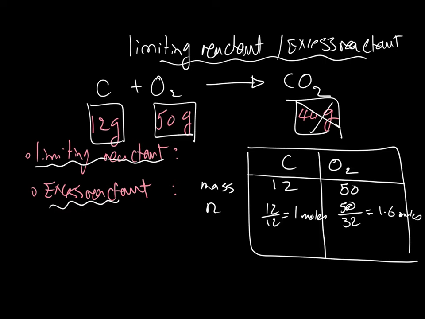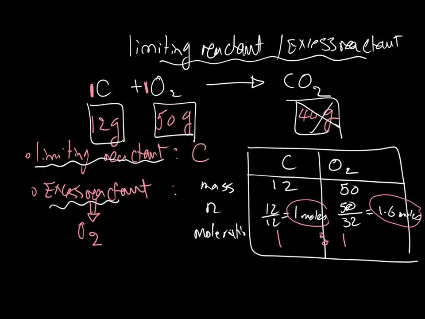Next step, you need to work out the mole ratio. The mole ratio, as per the balanced equation, is 1 mole of carbon reacts with 1 mole of oxygen. So if I have 1 mole of carbon, I need only 1 mole of oxygen, but we do have more. This means that oxygen is the excess reagent and the other one will be limiting, the one which controls the rate of the reaction. So carbon is the limiting reactant in this equation.